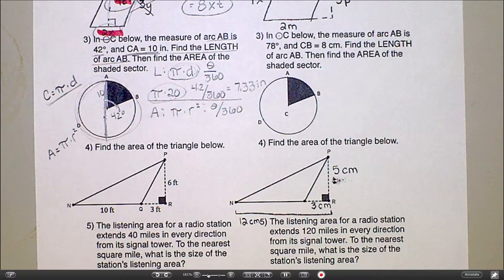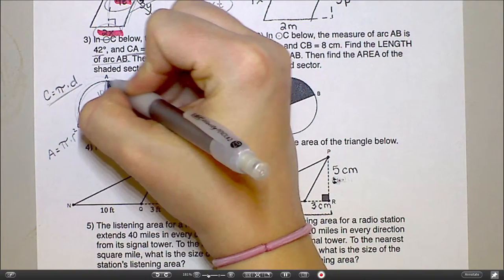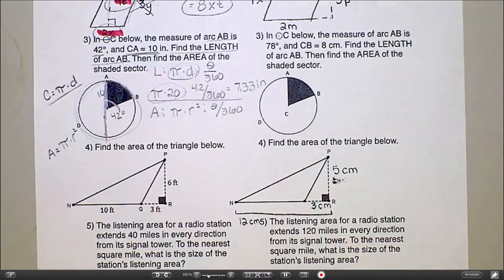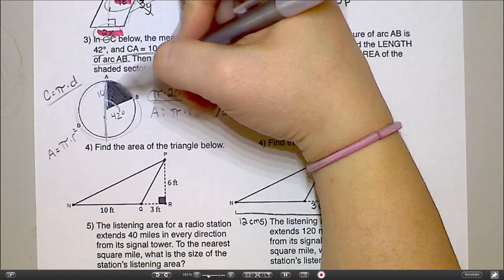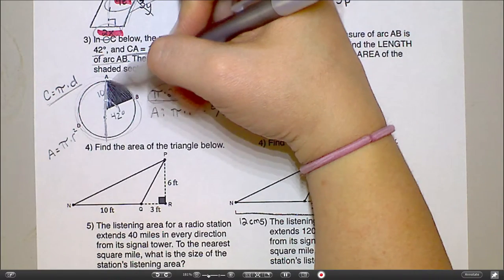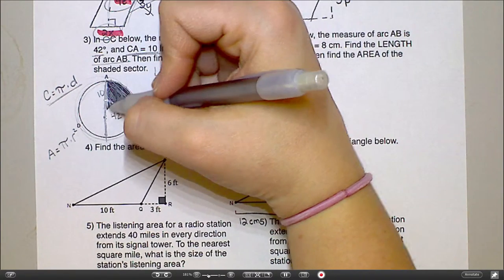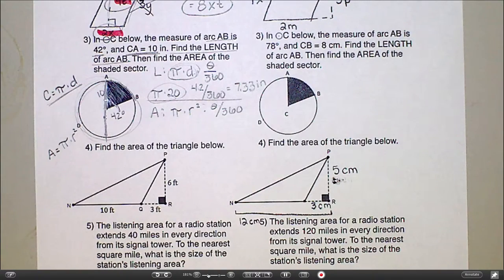I'm confused. We did the length, pi times d times 42 over 360, and you got 7.33, but what does that represent? That would be the length from here to here. If I were to wrap a string from A to B and then hold it out straight and measure it, that's how long it would be. But now we have to find the area of the actual shaded part, like the pizza slice. So now I'm looking for how much space is in here. The first thing we found was the distance from here to here, and now we're looking for the area inside there. Does that help a little bit?